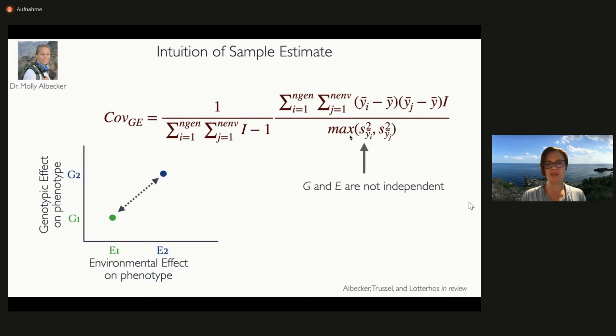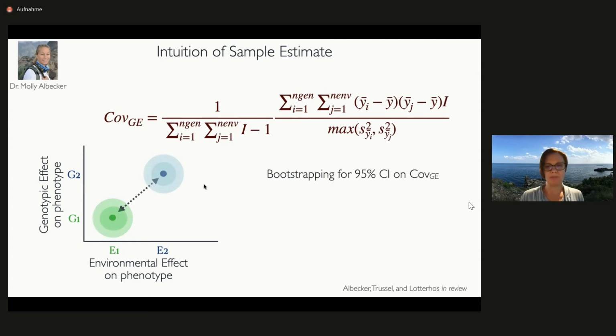And then finally, you'll notice that we have a standardization that is a little bit different from a normal correlation. We can't use a normal correlation here because the genetic and environmental effects are not independent of each other. So to account for this non-independence, we standardize by the variance in one or the other, depending on which is larger. And then, these genetic and environmental effects are not known with certainty. So we use bootstrapping for 95% confidence intervals on COVE-GE and permutation to calculate a p-value against the null hypothesis that COVE-GE equals 0.